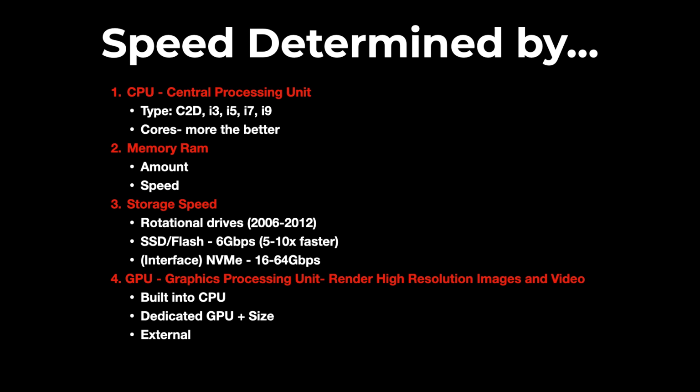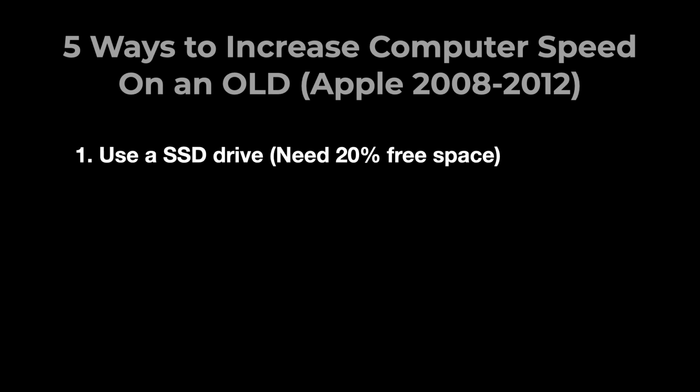Okay, and so in order for you to speed up your laptop, I'm going to give you 5 ways to increase your computer speed, especially if you have an older type of iMac or MacBook Pro or MacBook. Use an SSD drive, and you need 20% free space. They say anywhere from 10 to 20%. But the more free space you have on your drive, the better it's going to operate, because it just has more room to transfer information.